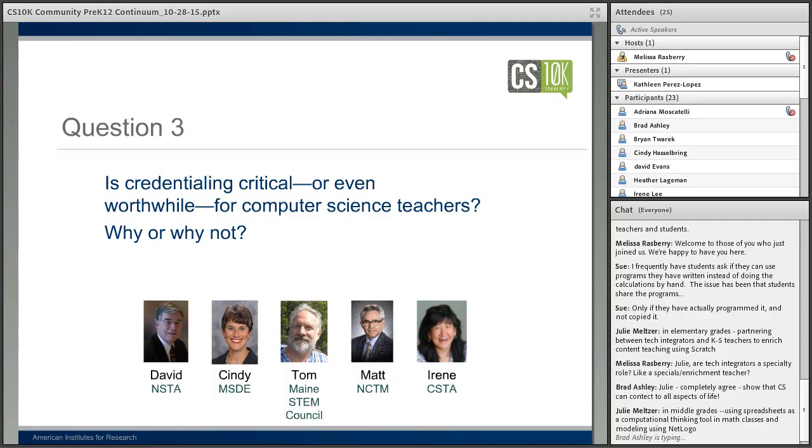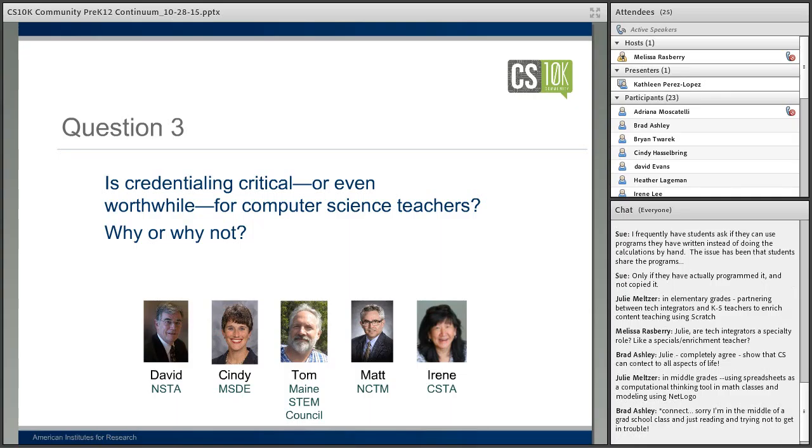So is it worthwhile? How much does it cost? Those are the practical sides of the questions. But if we're going to, as is evidently the case in Maryland, elevate computer science as a separate standalone subject that carries graduation credit in some way or another, it seems to me we want to have a process for licensing or certifying those teachers.